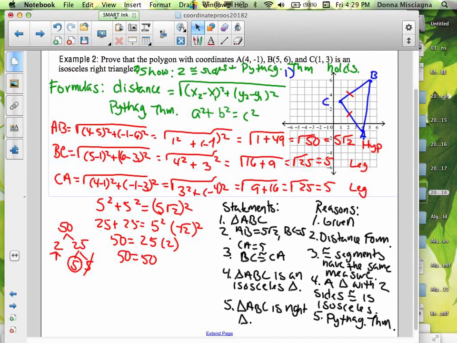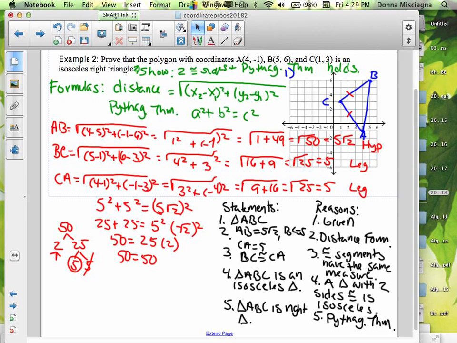Therefore, we know triangle ABC is an isosceles triangle because a triangle with two sides congruent is isosceles. Right? That's what the definition of isosceles is. Isosceles triangle is you've got two sides congruent. Matter of fact, anything that's isosceles has two congruent sides, like the isosceles trapezoid. And then finally, triangle ABC is a right triangle, and we know that using Pythagorean theorem. So since Pythagorean theorem held true, this has to be not only an isosceles triangle, but a right triangle.